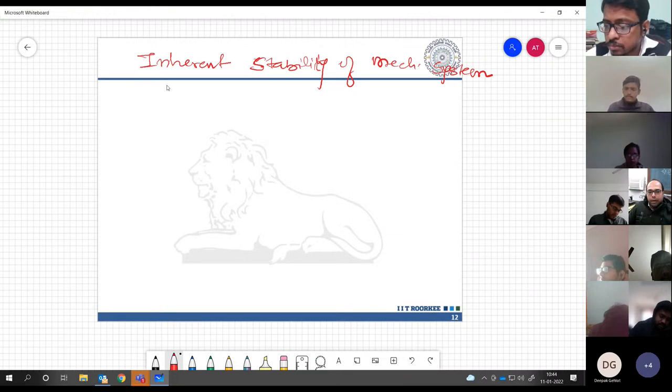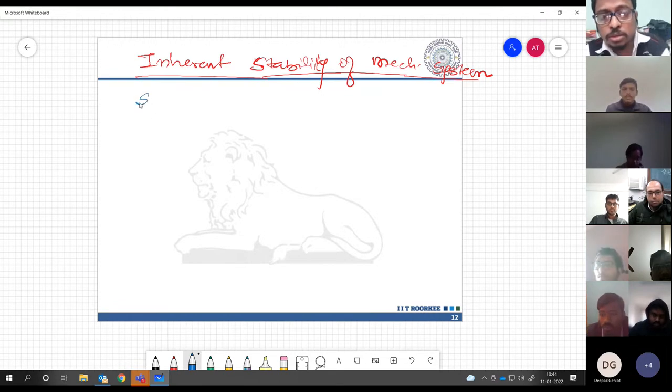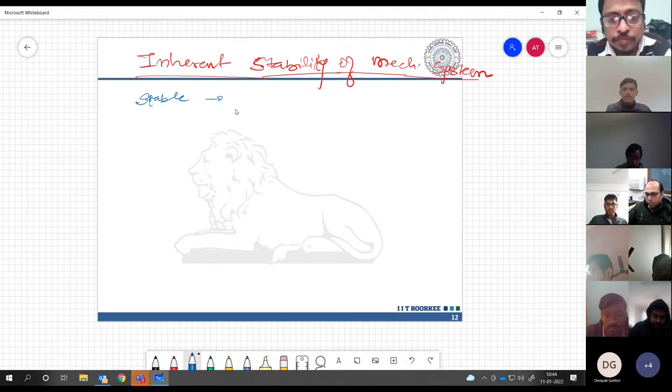Now, what do you mean by a stable system? What is your understanding about stable and unstable system? Some answers, please. The equilibrium point, load torque, and the motor torque also. No, I am not talking about motor torque or load torque as of now. I'm simply asking, what do you understand by a stable system? Sir, it does not change with any disturbance. What does not change? Run at steady state.